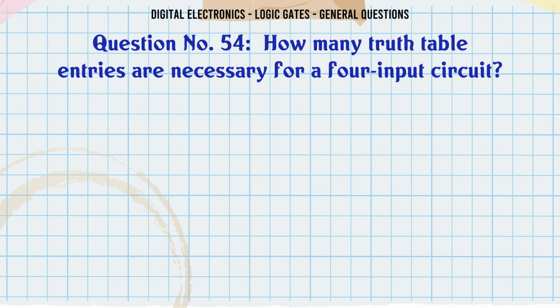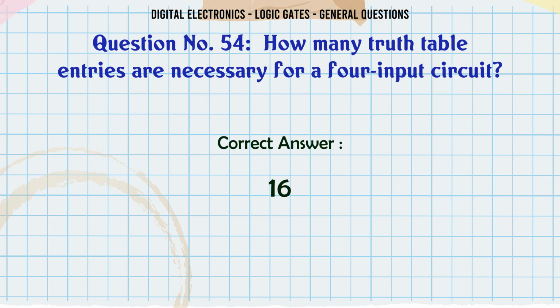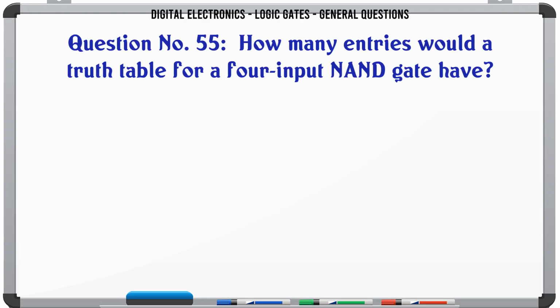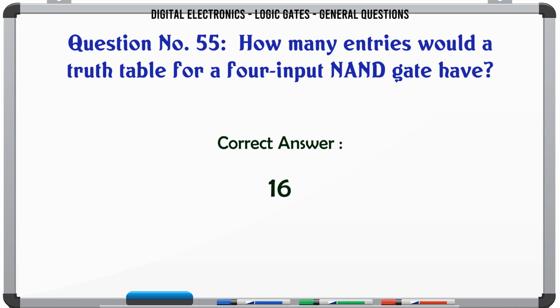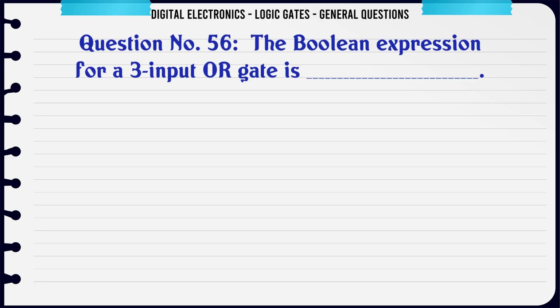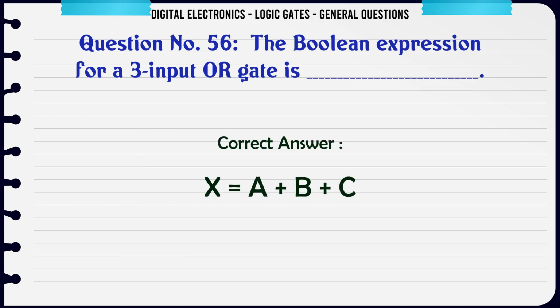How many truth table entries are necessary for a 4-input circuit? A. 4. B. 8. C. 12. D. 16. The correct answer is 16. How many entries would a truth table for a 4-input NAND gate have? A. 2. B. 8. C. 16. D. 32. The correct answer is 16. The Boolean expression for a 3-input OR gate is A. X = A + B. B. X = A + B + C. C. X = A + B + C. D. X = A + B + C. The correct answer is X = A + B + C.